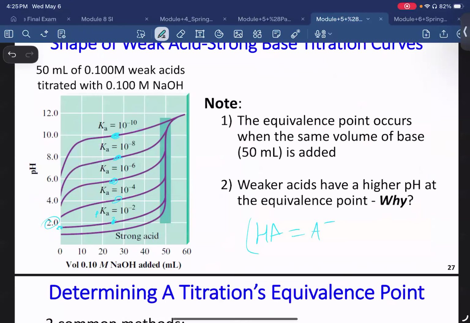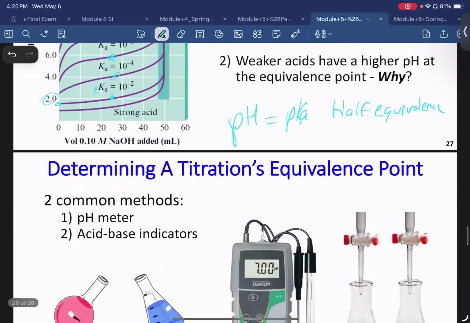You don't need to know this that much in detail, but just understand that pH is equal to pKa at the half equivalence point. I don't really think he would ask a question like that, but you never know.